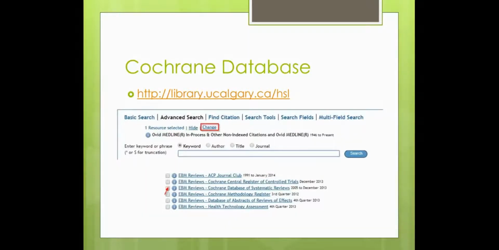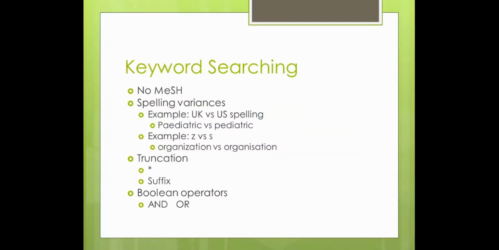The Cochrane database of systematic reviews can be found in our Ovid database collection. From the Health Sciences Library homepage, select Medline and then change the resource to the Cochrane database of systematic reviews. While the interface looks the same as Medline, the Cochrane database of systematic reviews does not use medical subject headings. Therefore, it's all keyword searching, which requires the user to search for spelling variances, use truncation, as well as Boolean operators such as AND or OR.